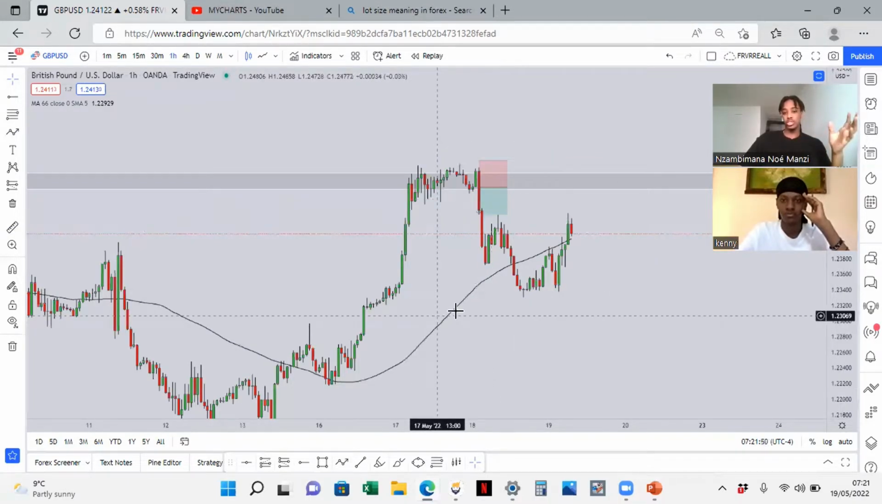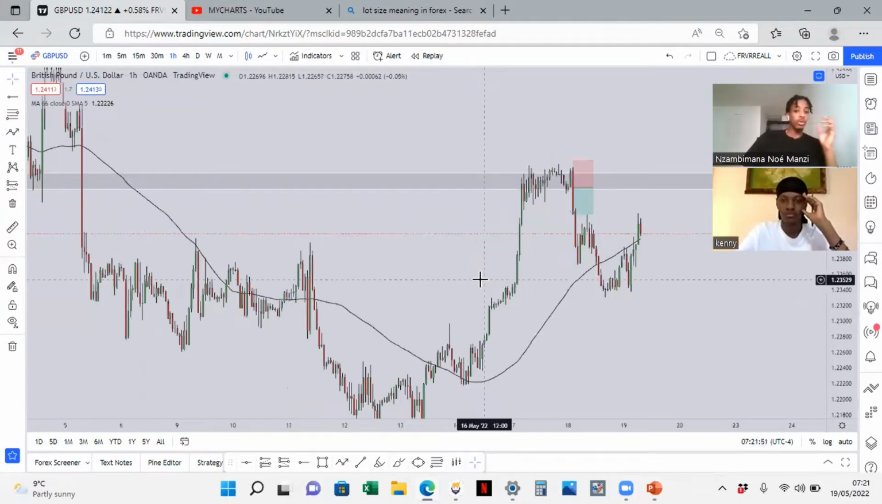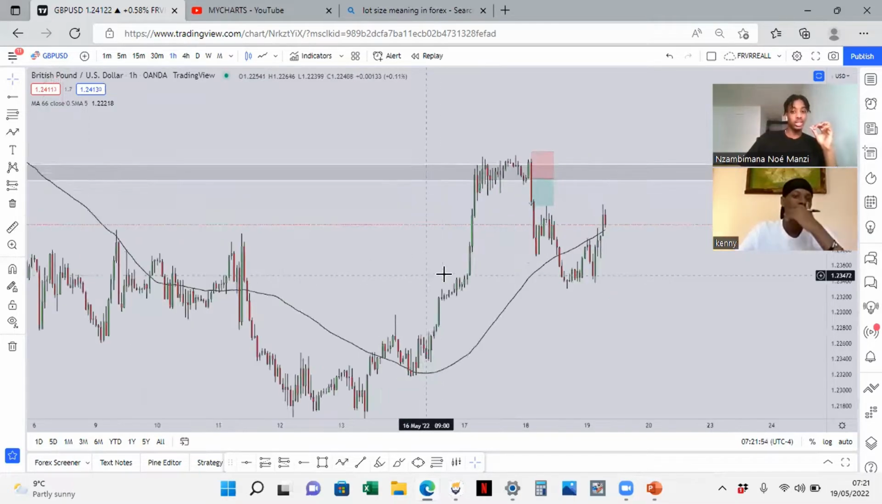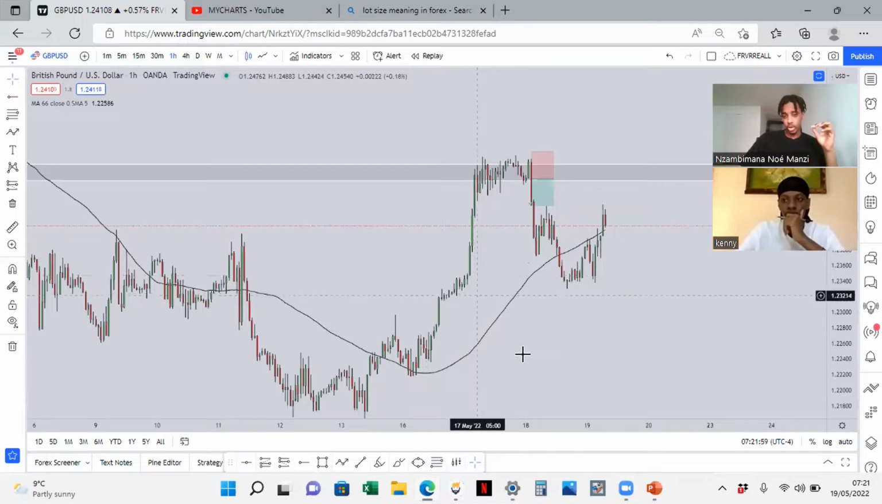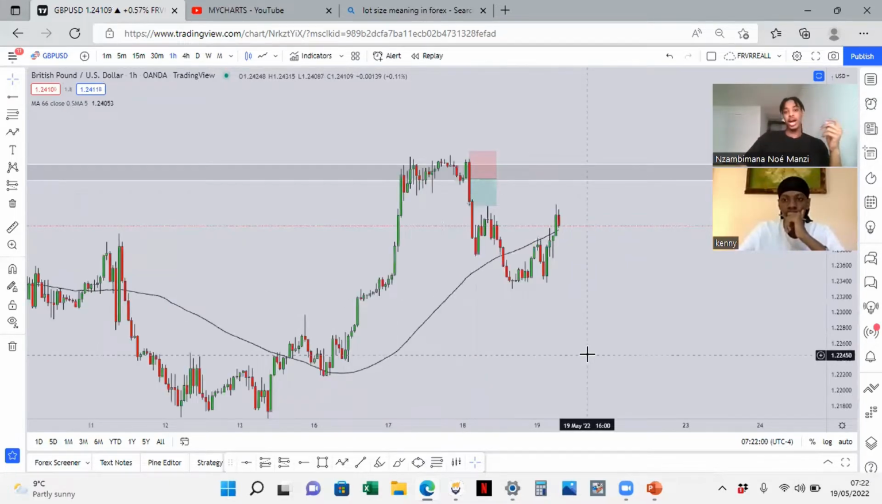Now it makes sense to set your target. Now your target all depends on what type of trader you are. If you're a swing trader, you're going to have a larger target than an intraday trader. If you're an intraday trader, you're going to have a smaller target than a swing trader.